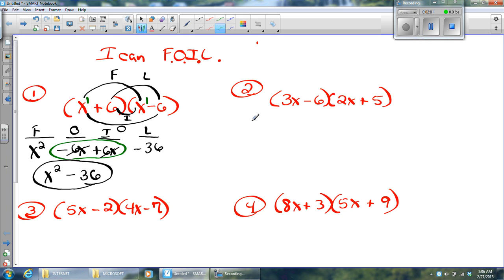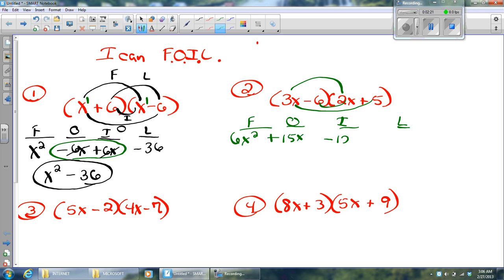Okay, here comes my solution for number 2. I'm going to do first, outer, inner, last. Sounds like Head, Shoulders, Knees, and Toes, your favorite song. My firsts, 6x squared. My outers, 15x. It's positive, I'll put a plus. My inners, -12x. It's negative, I put a negative. My lasts, -30. Like terms? You bet your boots. 6x squared plus 3x minus 30.